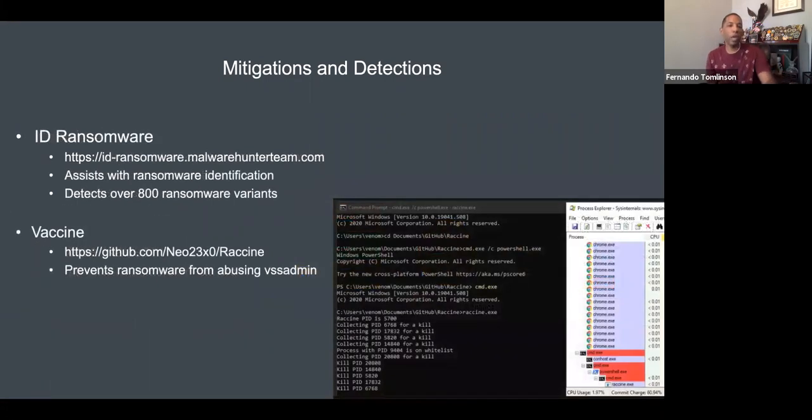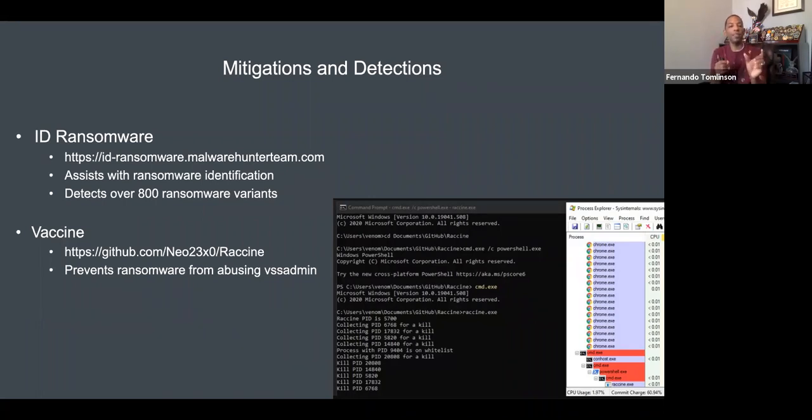All right, so we also have ID Ransomware. It helps with the identification of ransomware, just like the previous one, and they have roughly 800 ransomware variants. There's Vaccine. When we run Vaccine, it will actually look for indications of people trying to delete the volume shadow copy, which is a TTP of ransomware. And when it does that, it looks for the parent process and it terminates them, right? So we're essentially thwarting the ransomware attack in some respect, a part of it, by using Vaccine.